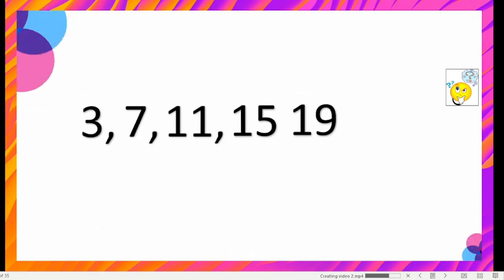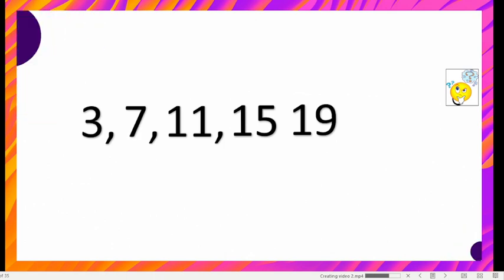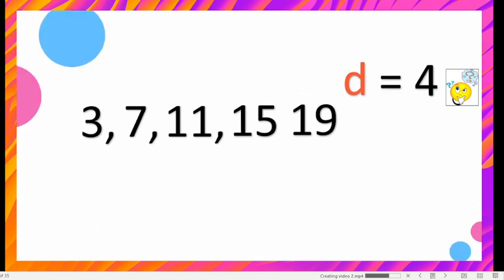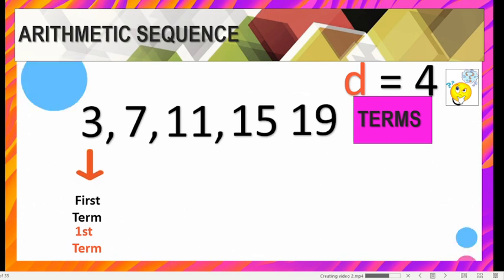We have 3, 7, 11, 15, and 19. What is the common difference? Yes, positive 4. So there are how many terms? Exactly, there are 5 terms.